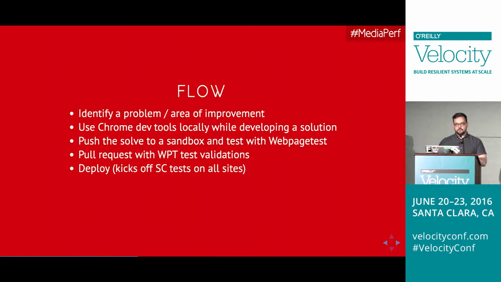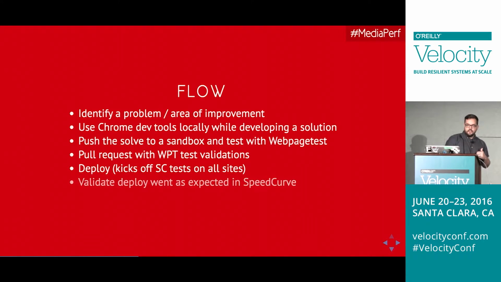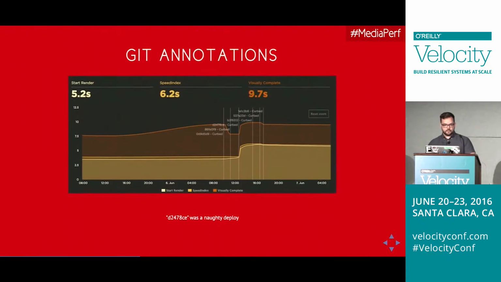And then right after, if everything goes well and we get approved, then we go ahead and deploy that to production. And right after that, we kick off a big round of SpeedCurve tests on all of our sites. And we wait a little bit, and then we go back and we validate that the deploy went as expected. Sometimes you do tests in sandboxes, but of course sandboxes aren't exactly like production. So sometimes things don't go exactly as planned. So we just validate for sure at all the levels.